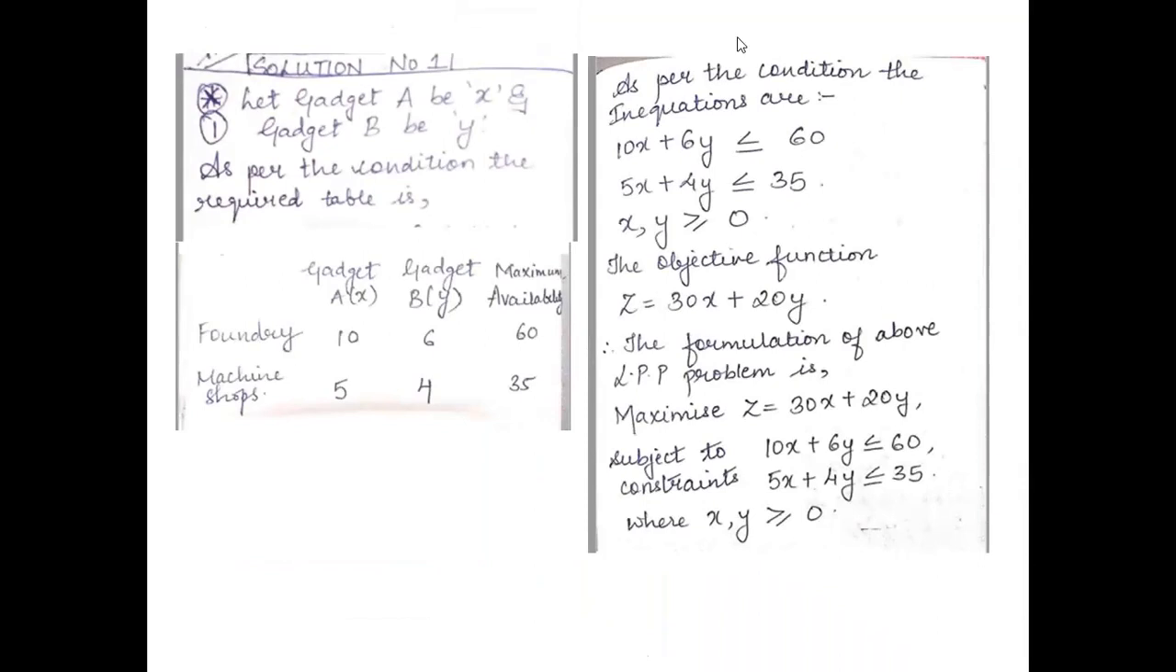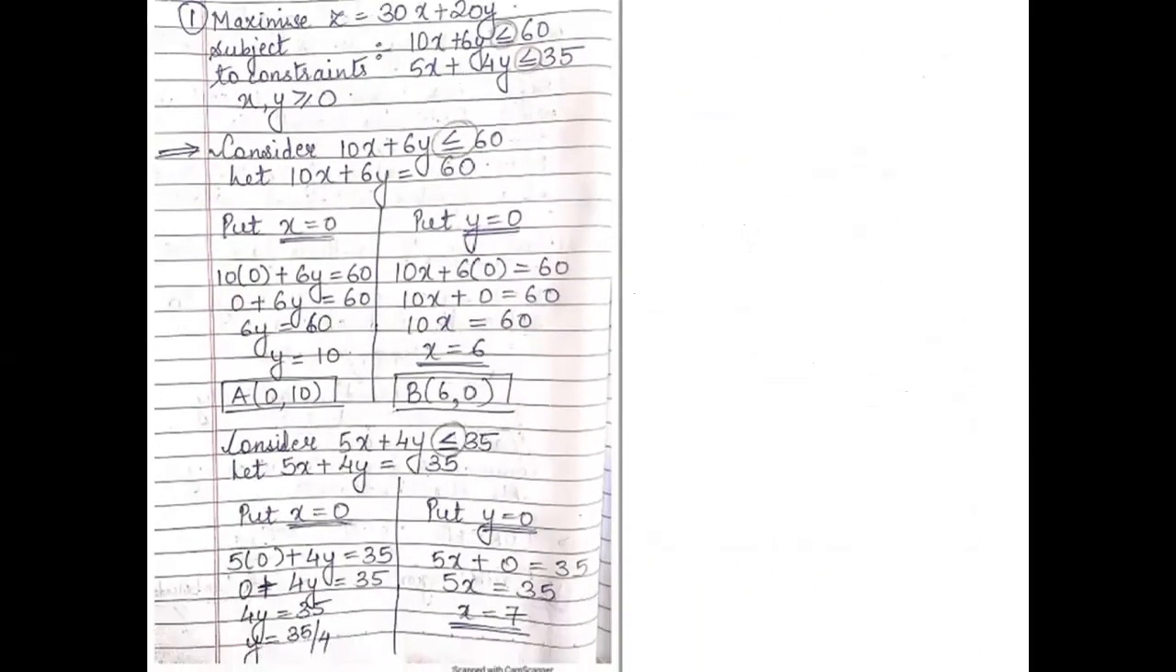So as you'll see, there are two constraints over here with a sign less than equal to. Now, when we solve a LPP problem graphically, this is the pattern you have to follow. So our question starts from here. Maximize z is equal to 30x plus 20y. These are your constraints. In this case, we are having two inequations. So here's the solution.